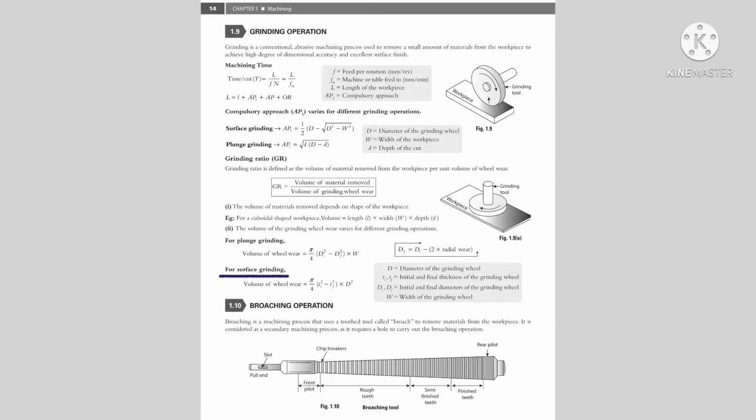In surface grinding, I have made a small mistake. In the expression for volume of wheel wear, the squares should be neglected. So the final formula is just Ti minus Tf.